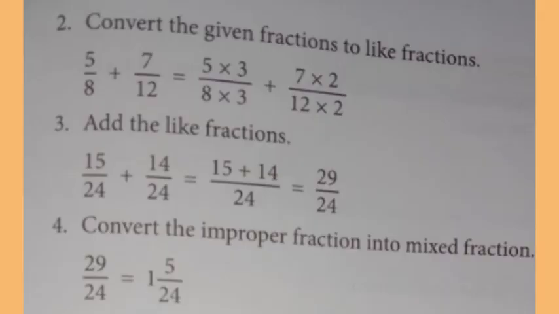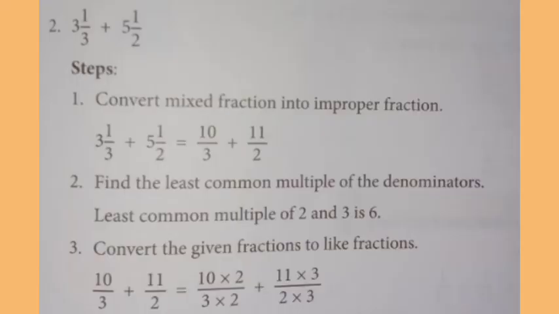Step 2, convert the given fractions to like fractions, that is 5 by 8 plus 7 by 12, which equals 5 into 3 by 8 into 3 plus 7 into 2 by 12 into 2. Step 3, add the like fractions, that is 15 by 24 plus 14 by 24, which equals 15 plus 14 by 24, which equals 29 by 24. Step 4, convert the improper fraction into mixed fraction, that is 29 by 24, which equals 1 5 by 24.